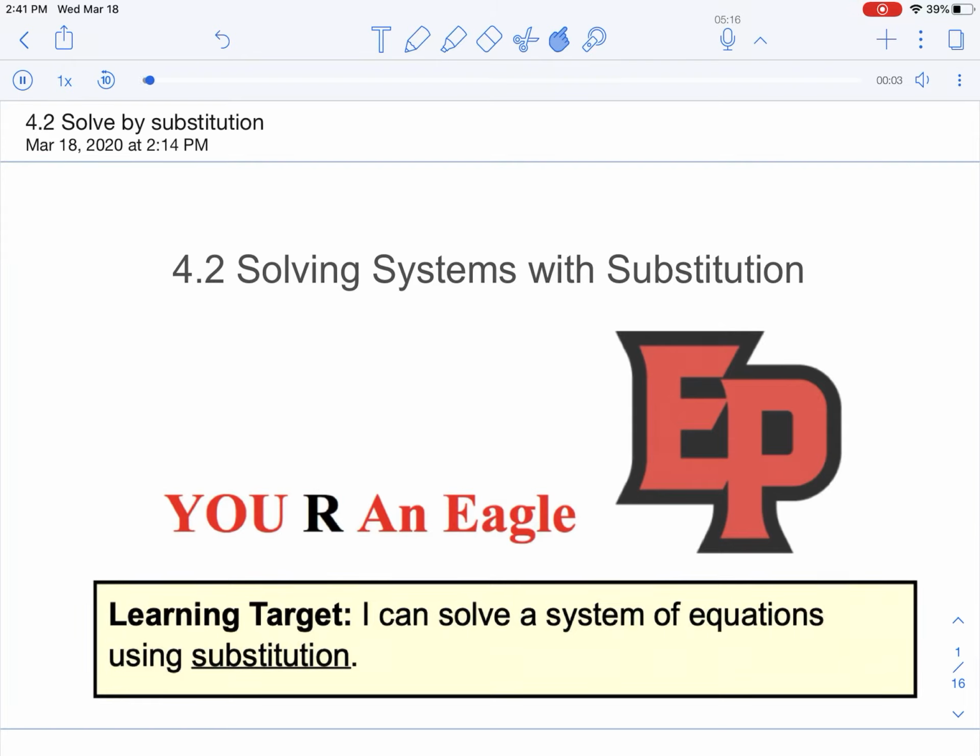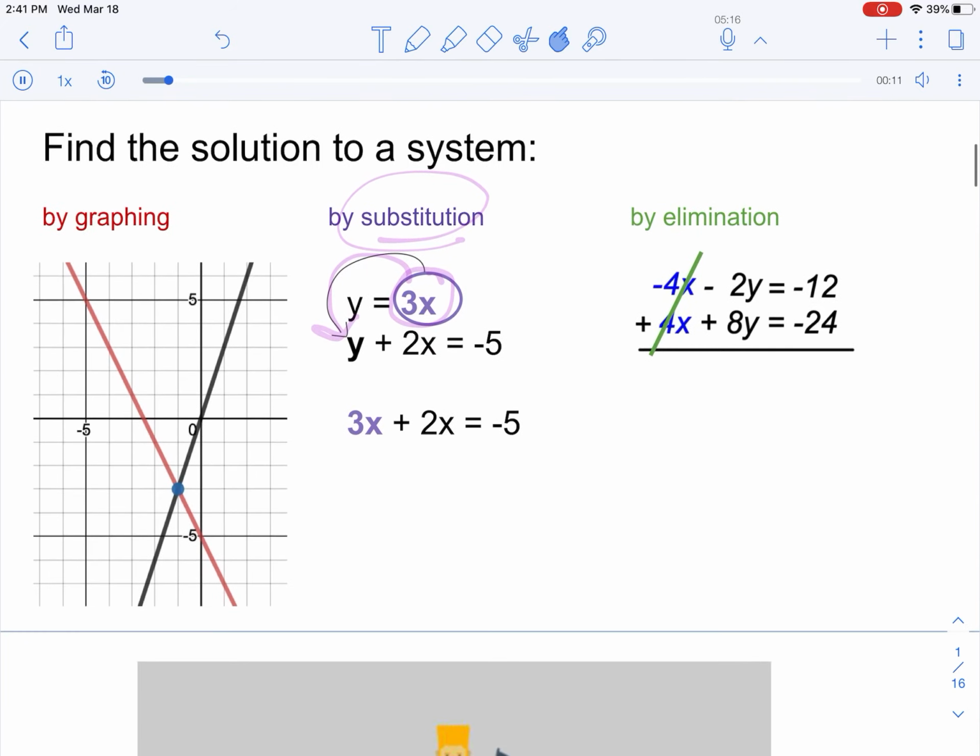4.2, solving systems with substitution. We're going to talk about how to solve a system by substituting. There are three ways of solving a system. You might have seen graphing, substitution, or elimination. So today we're going to talk just about the substitution method. And that involves replacing something or substituting it and solving.